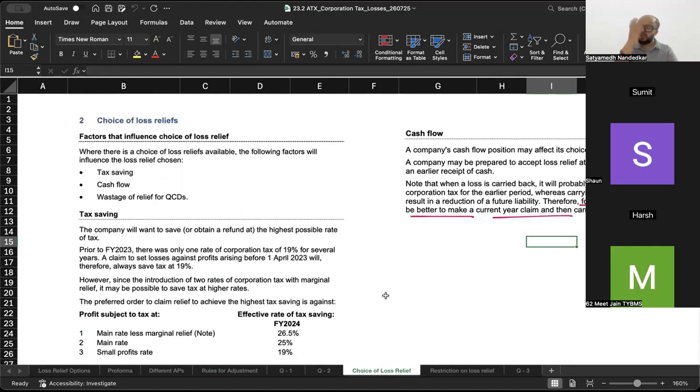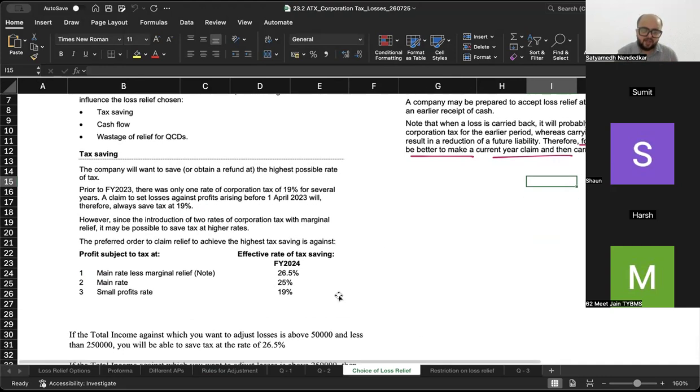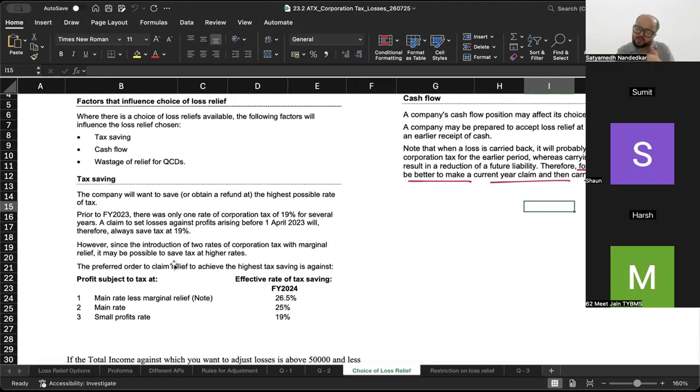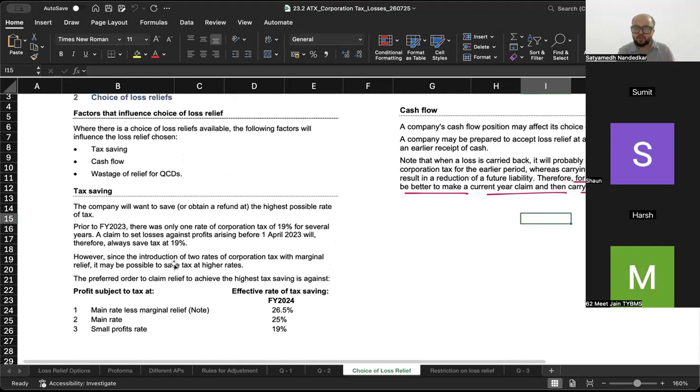When you are choosing out of the different approaches, I mean which option of loss relief you should opt for, you should think about the tax saving that you will get, depending on where the profit is and कितना loss आपका relieve हो रहा है. You should basically prefer that adjustment which maximizes the effective rate of tax saving. ठीक है, if you are in the main rate less marginal relief, then your effective tax saving is 26.5%. तो वहां पे सबसे पहले एडजस्ट करने का कोशिश करो.